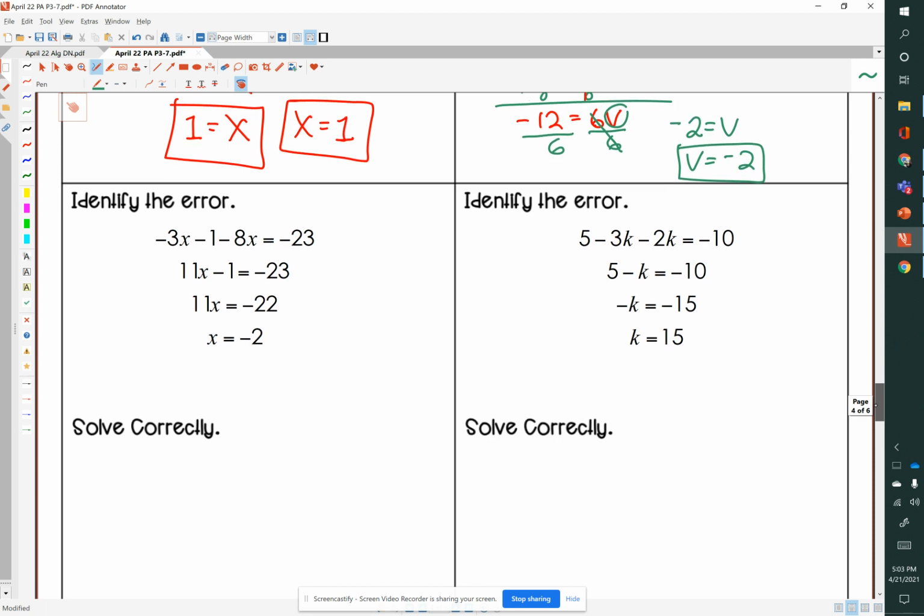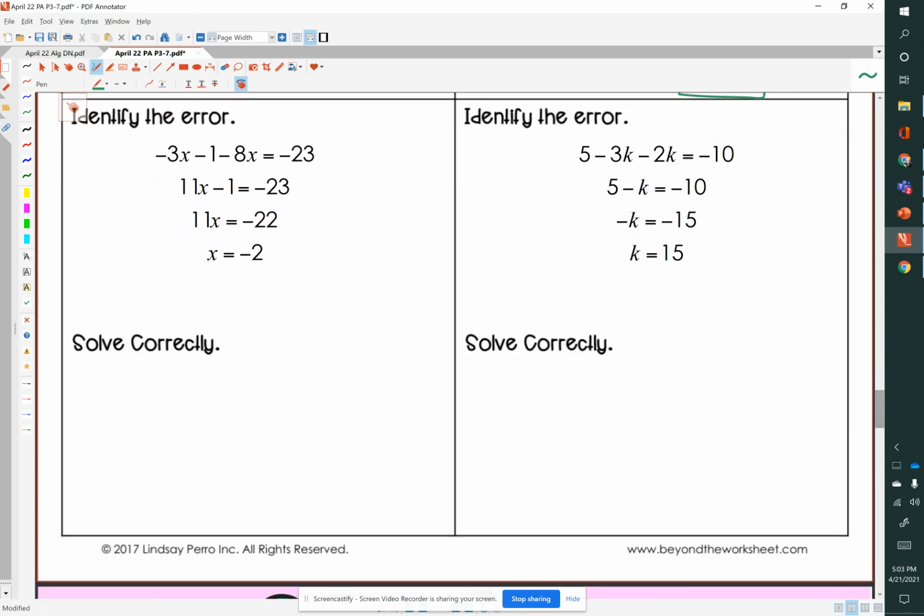And the third one, they have negative 3x minus 1 minus 8x equals negative 23. So we have to combine negative 3x minus 8x. And we know that negative 3 minus 8 equals negative 11. So this is incorrect. This should be a negative 11x. So let's solve this correctly, and you'll see how it affects the answer when we're done.